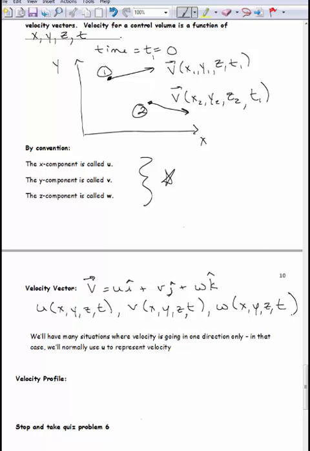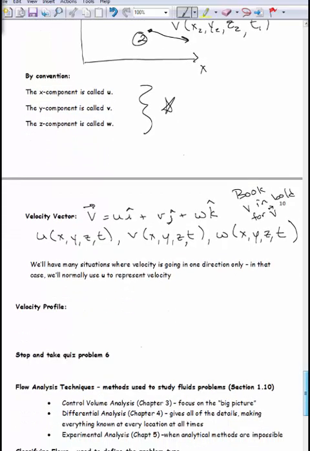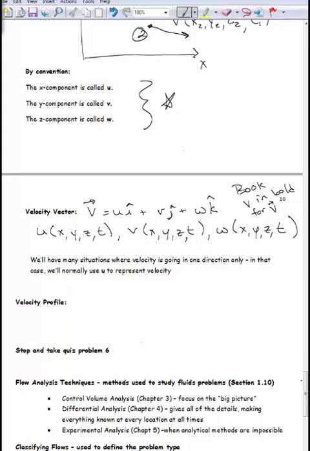By the way, the book uses a bold V to indicate the vector V, just so you know. A lot of times we have the velocity just going in one direction only, so we'll just call it u. We won't have to break it into its three components if it's only going in one direction.